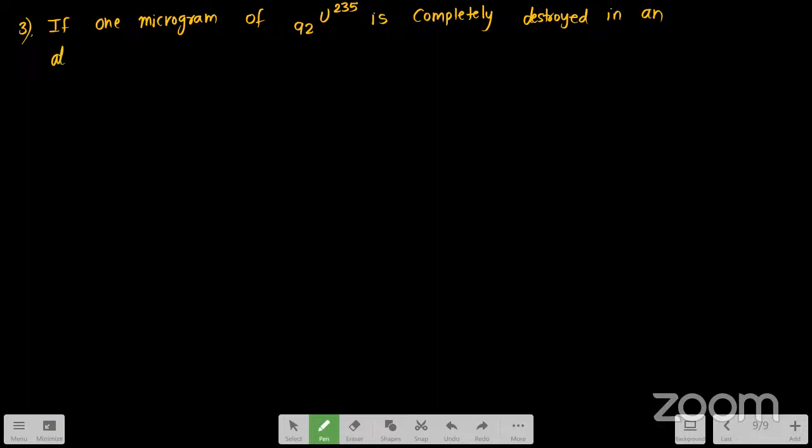If 1 microgram of uranium 235 (92U235) is completely destroyed in an atom bomb, how much energy is released?